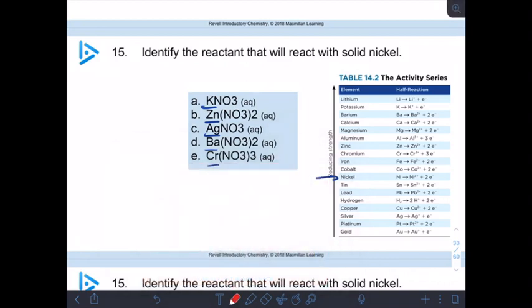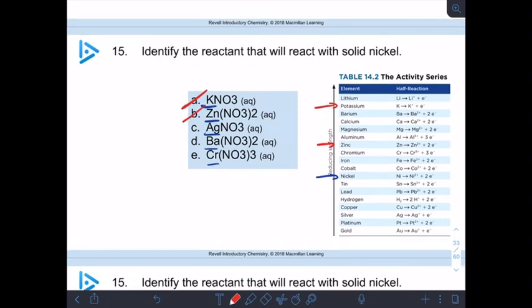So potassium. Let's find potassium right at the top, okay? Potassium ion is above the metal. In order for reaction to happen, the metal has to be higher. So potassium will not work. Zinc, higher up, will not work. Silver, when the ion is lower on the table than the metal, that's a possibility. Barium, the ion is higher, so no. And chromium, the ion is higher, so no. So our answer is silver nitrate will react with solid nickel.